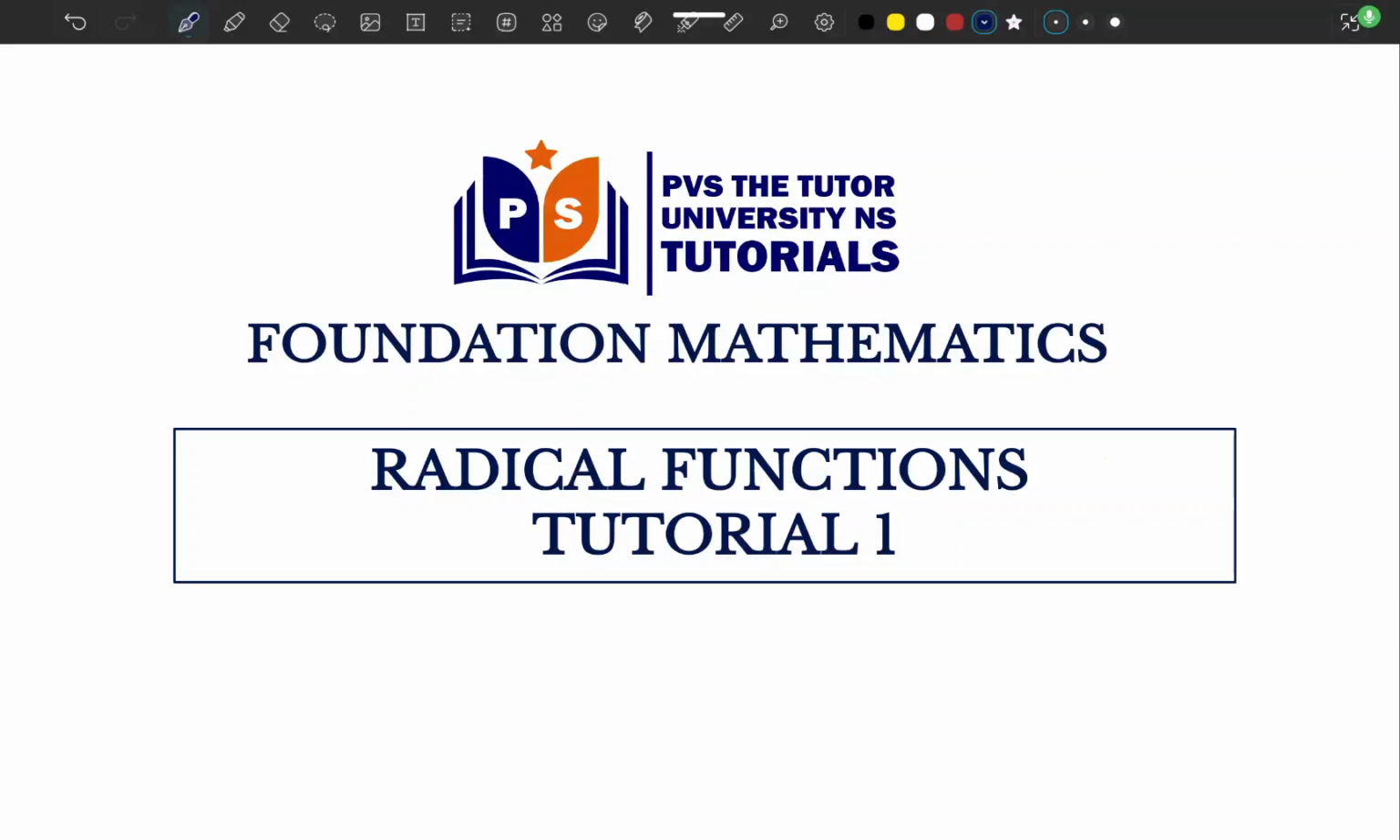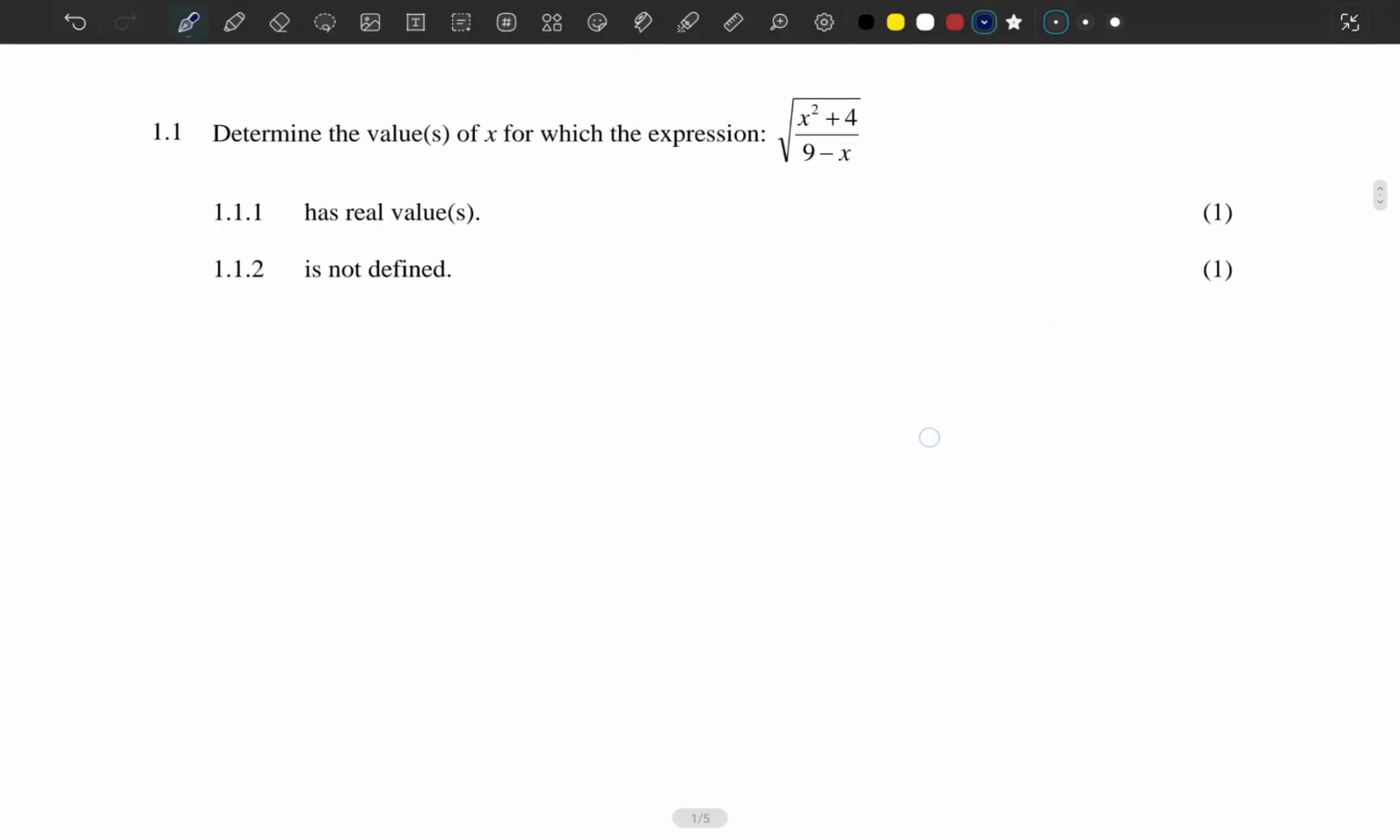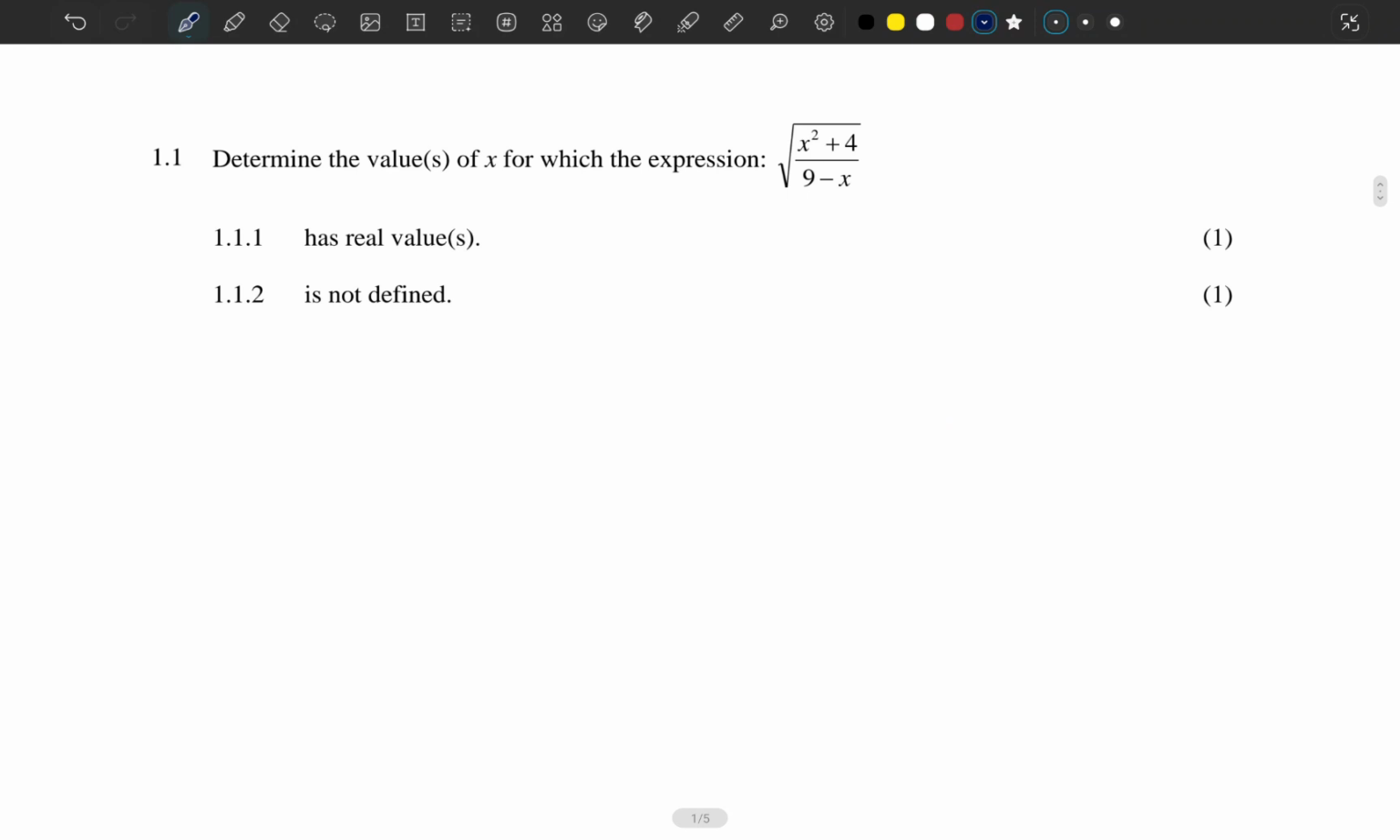Question under radical functions. All right, it's a very simple question. Here it is: determine the value or values of x for which this expression has real values and is not defined. All right, so let's look at solutions quickly. It's a very simple question.